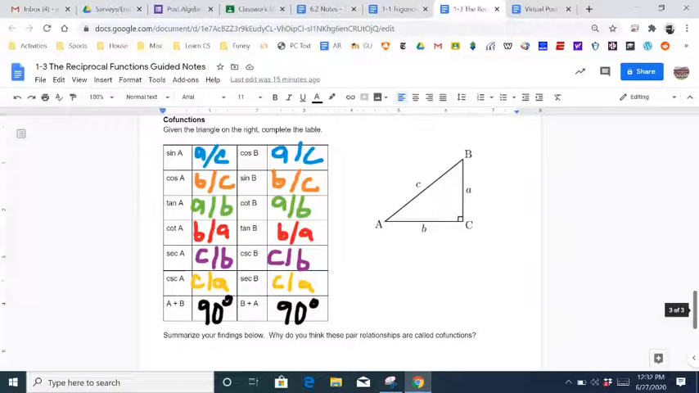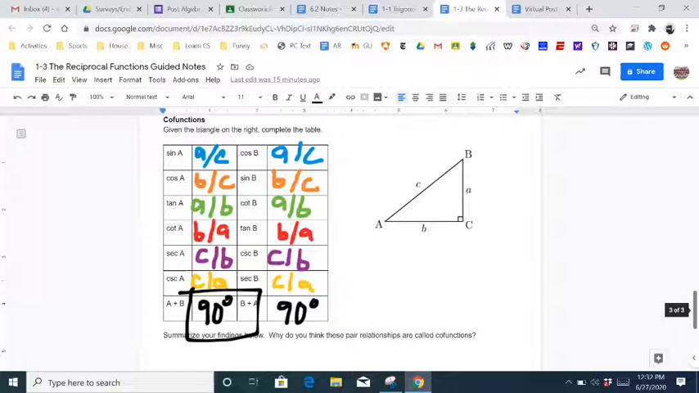You can tell which functions are cofunctions by their names. It's sine and cosine. That's why they're cofunctions. Tangent and cotangent are also cofunctions, and they're also reciprocals. That's the only pair that's both reciprocal pairs and cofunction pairs. Secant and cosecant are also cofunctions. What's special about cofunctions? If you take the sine of an angle and the cosine of a complementary angle, meaning the angles add up to 90, then they are going to equal each other.